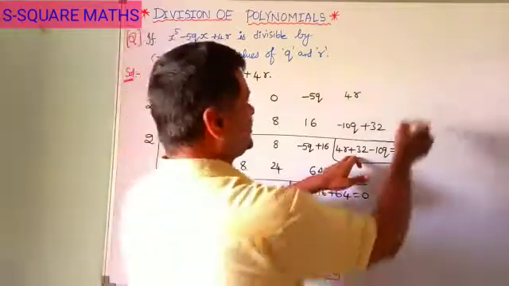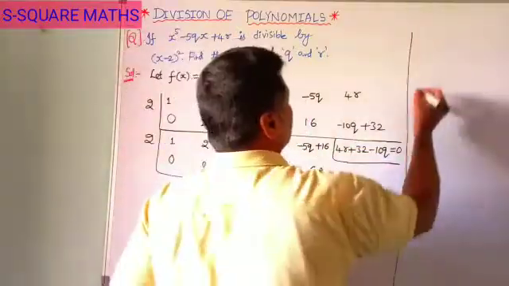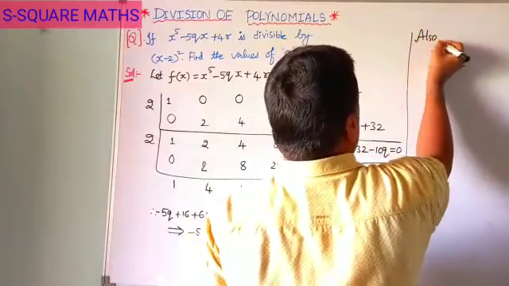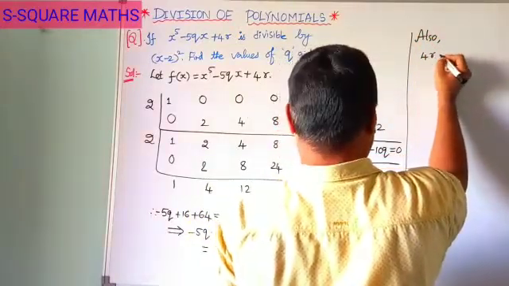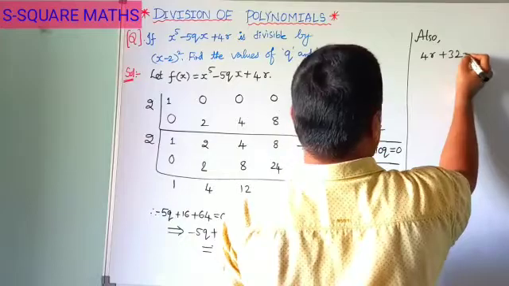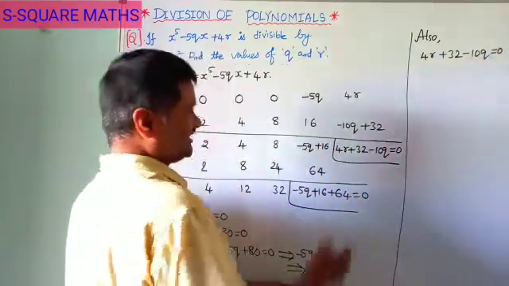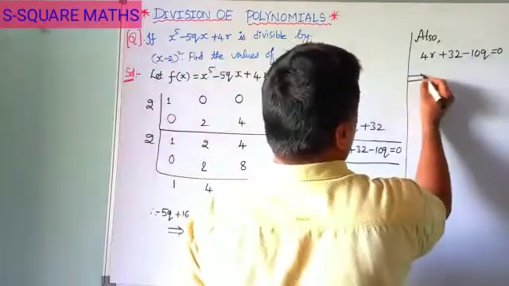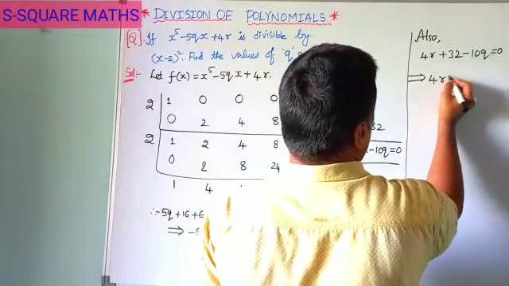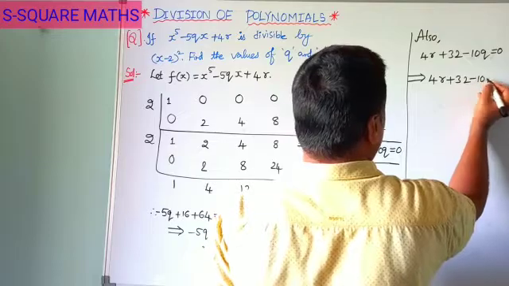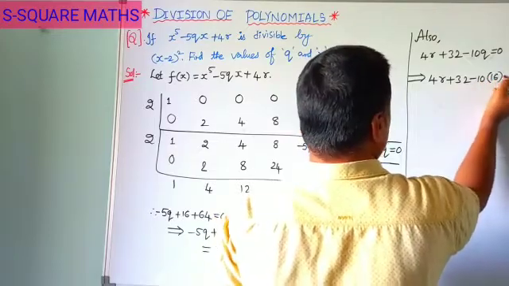We have to substitute here to get the value of r now. Also we have 4r plus 32 minus 10q is equal to 0. What is our q value here? 16. So I can write 4r plus 32 minus 10 into 16 is equal to 0.